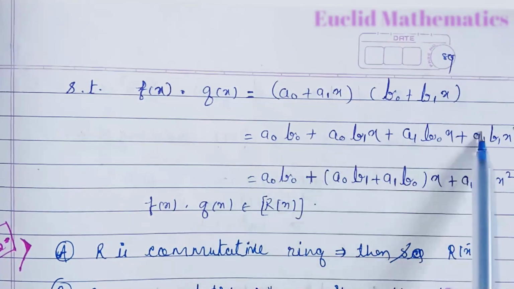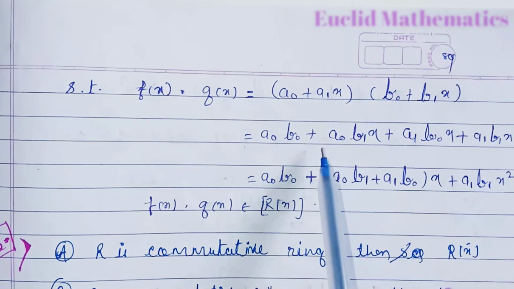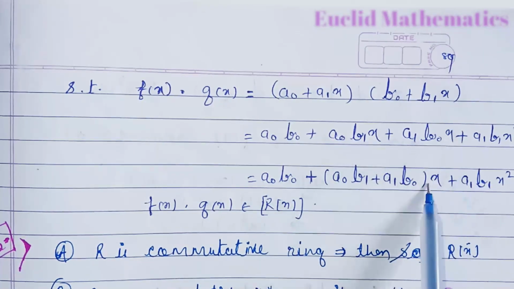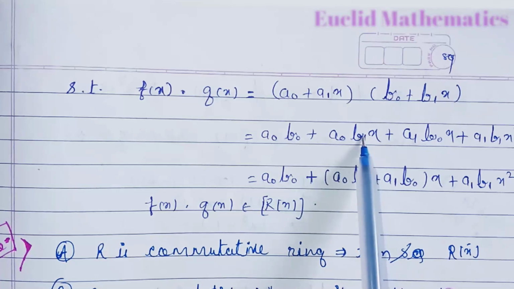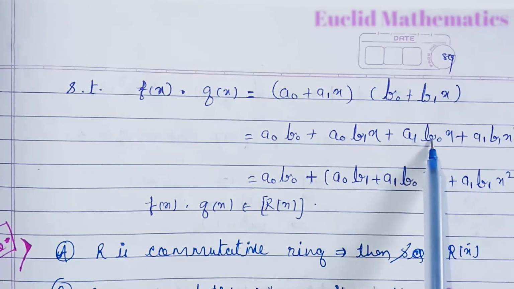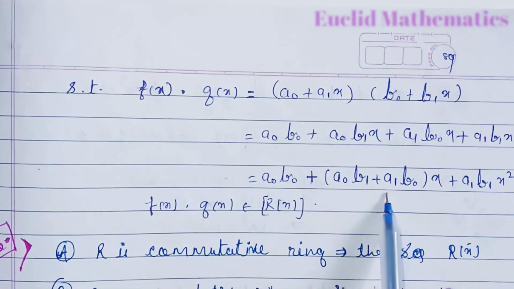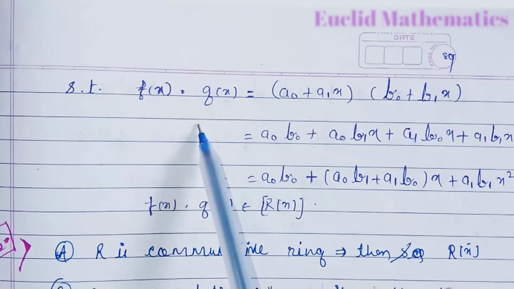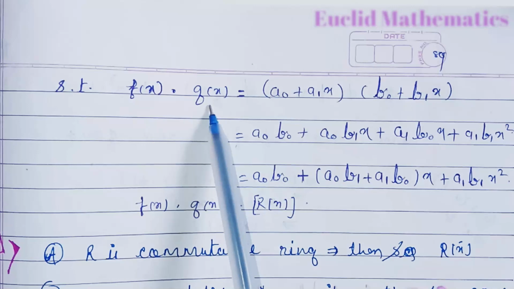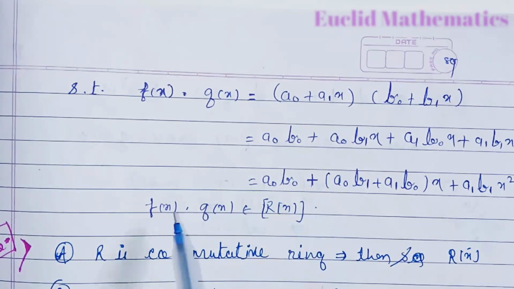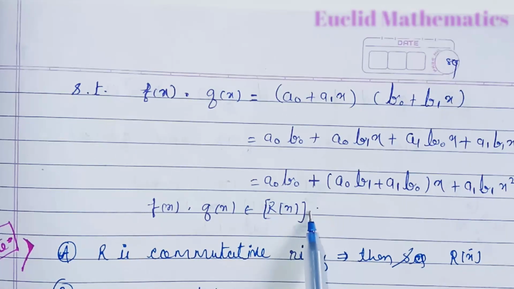After that, take the terms common where possible, so a0b0 remains the same. We can take x common, so (a0b1 + a1b0)x, and then a1b1x². So this is the way to multiply two polynomials. I explained this for polynomials with finite length. So f(x) times g(x) is also in R[x].